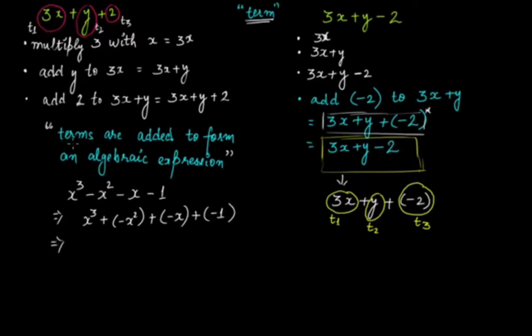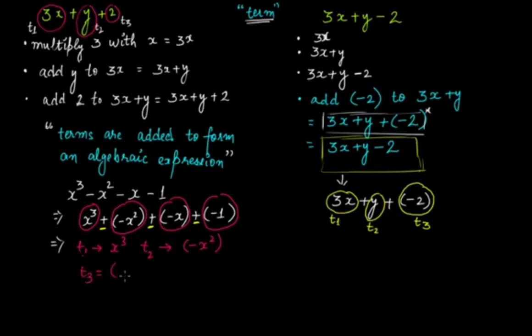So again, if you look at this definition, terms are added to form an algebraic expression. So this plus and this plus. So terms are added. So this is term 1, this is term 2, this is term 3, and this is term 4. Terms have been added to form this algebraic expression. What's term 1? Term 1 is x cube. What's term 2? Term 2 is minus x square. What's term 3? Term 3 is minus x. And what's term 4? Term 4 is minus 1.